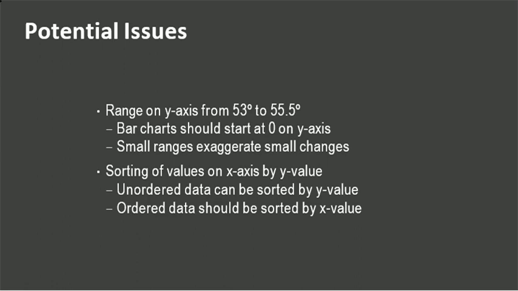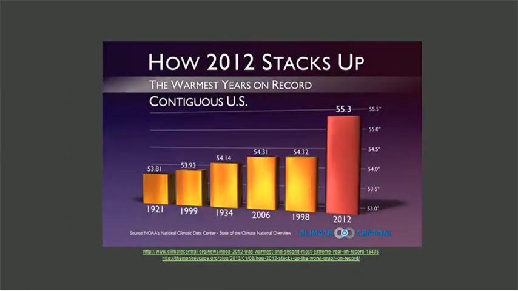Then there is also a problem of sorting the values on the x-axis by the y value. We should not sort the values on the x-axis by the y values. At this moment we have unordered data sorted by the y value, and we should work on ordering the data on the x-axis. If you can see, from 1921 to 2012 the data is not sorted, and similarly above, the data is not sorted, something is greater and something is smaller. Basically we are talking about years, and these should be sorted.